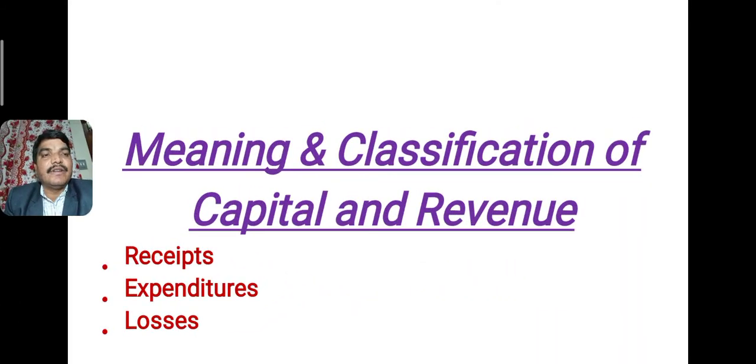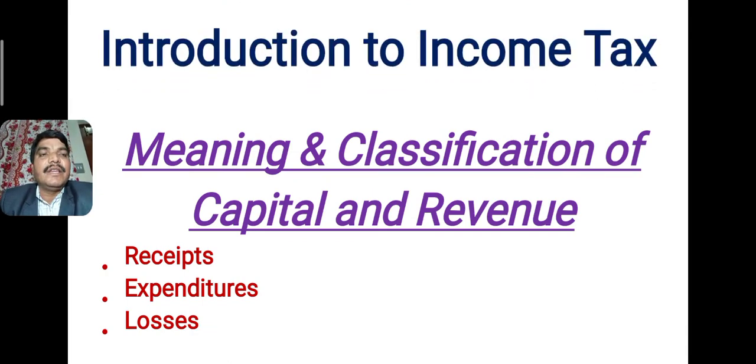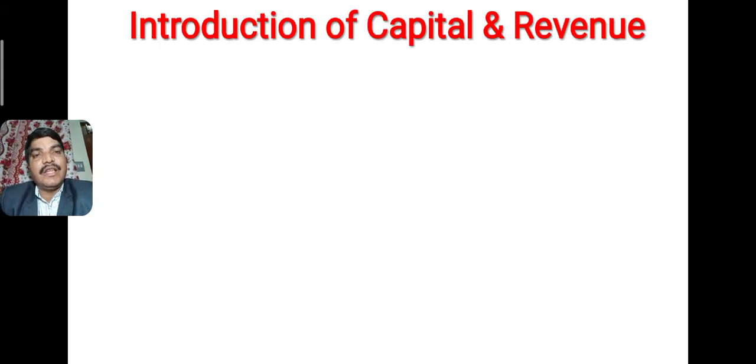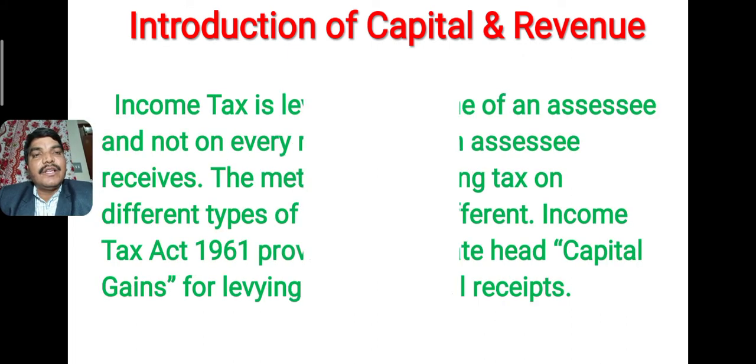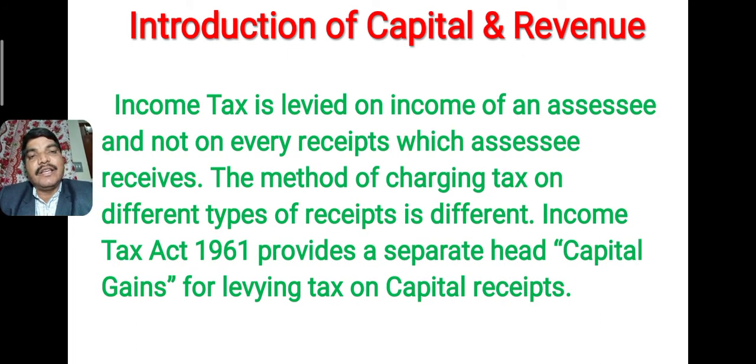Okay, let us begin the class. So, meaning and classification of capital and revenue. All of us know capital and revenue in the general sense, but in the income tax sense, we must go into detail. Here, tax is levied on the income of an assessee and not on every receipt which the assessee receives. The method of charging tax on different types of receipts is different.